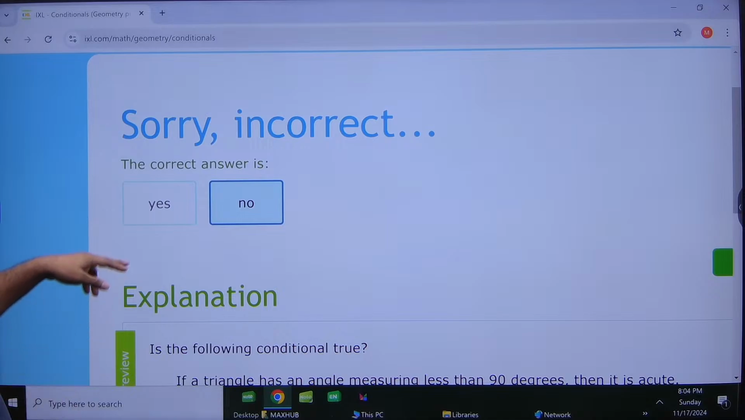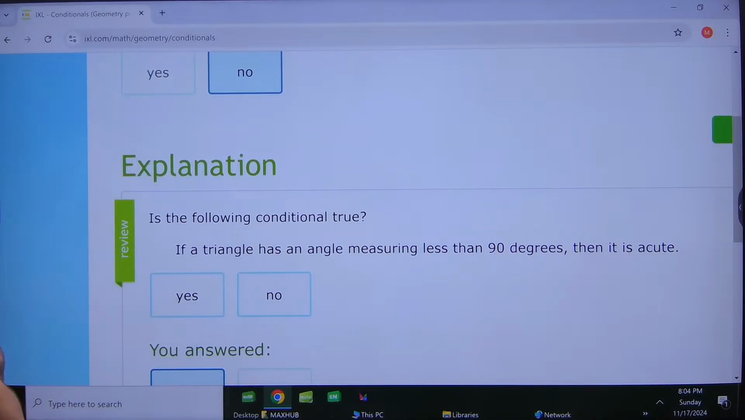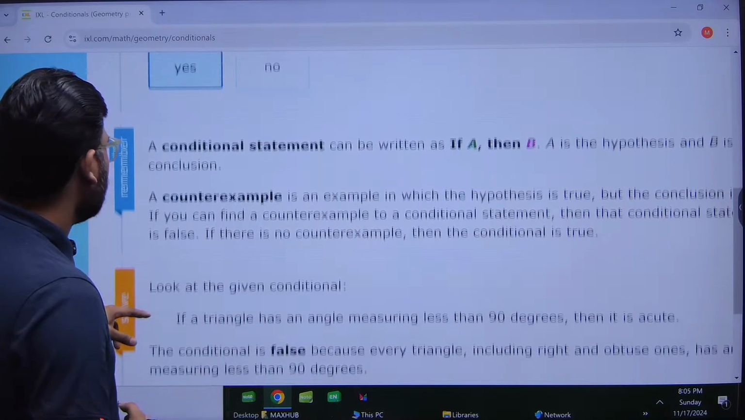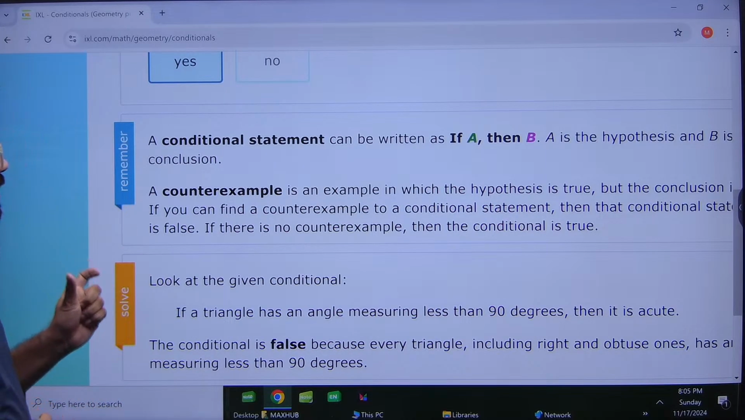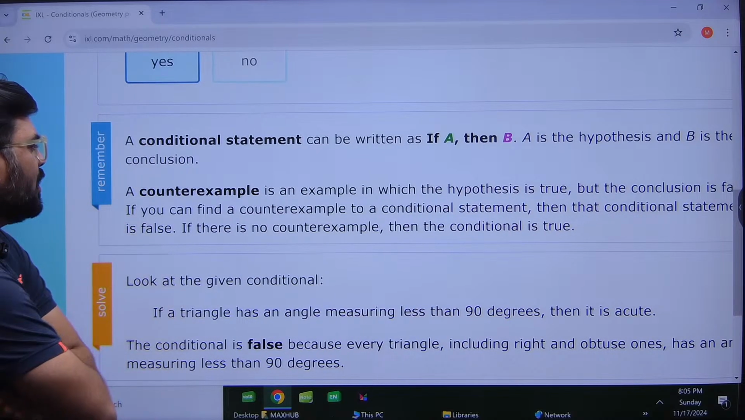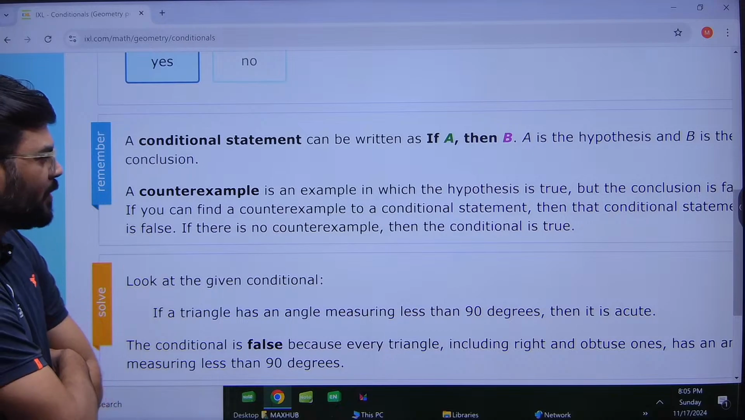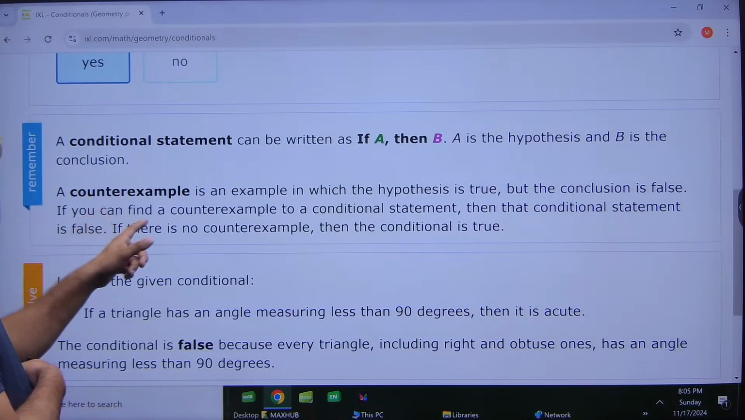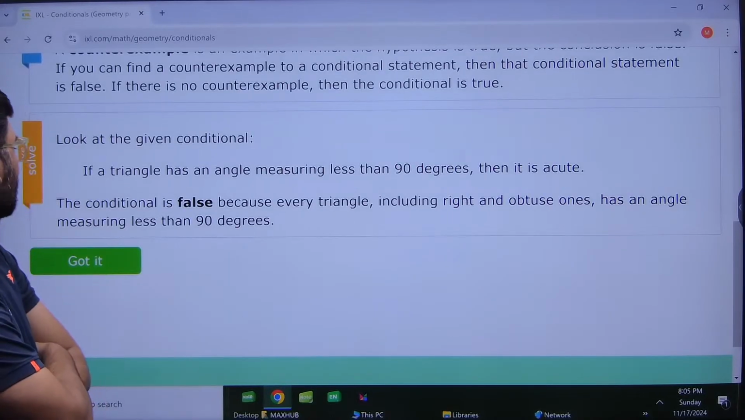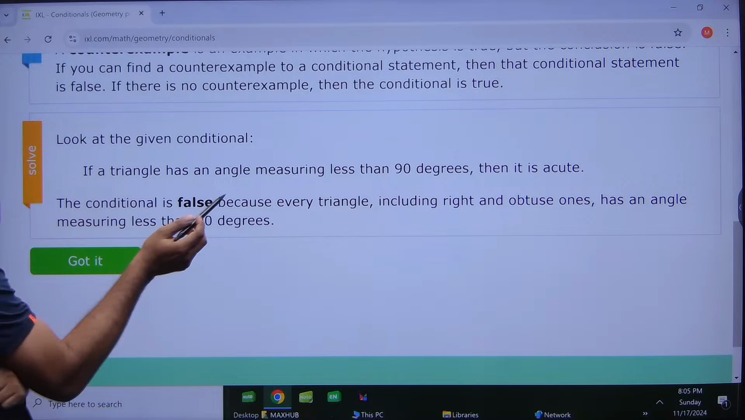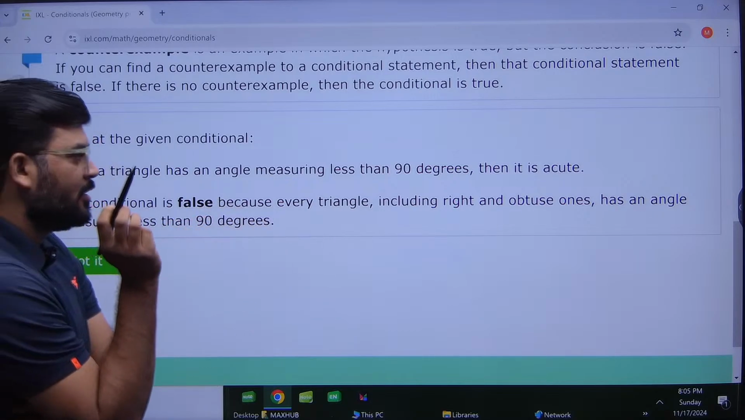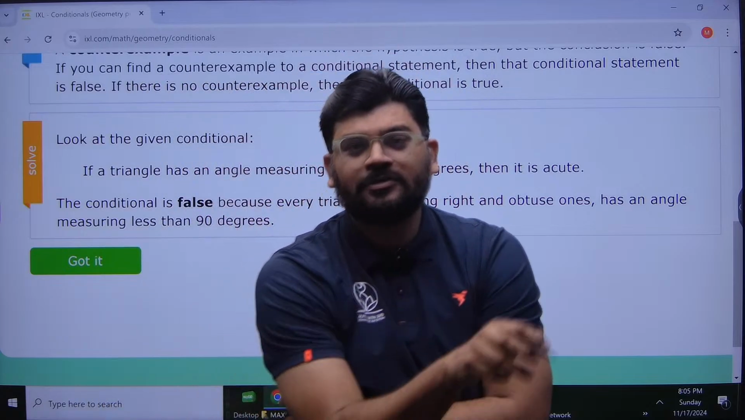So it is saying, is the following condition true? If a triangle has an angle measuring less than 90 degrees, then it is acute. A conditional statement can be written as if A then B. A is a hypothesis and B is a conclusion. A counter example is an example in which the hypothesis is true but the conclusion is false. If you can find a counter example, the condition is false, because every triangle, including the right or the obtuse ones, has an angle measuring less than 90 degrees. So that means all the angles have to be less than 90 degrees.